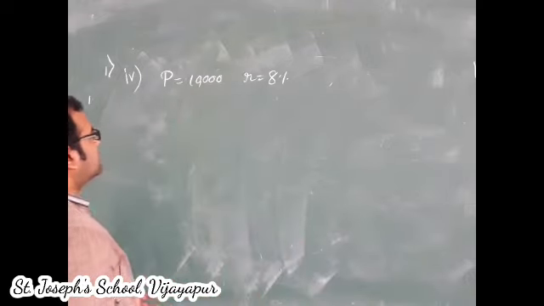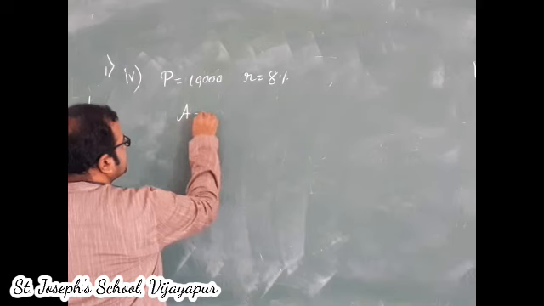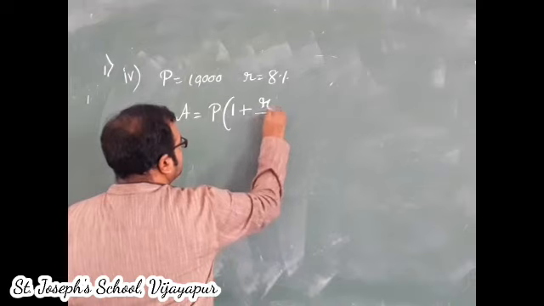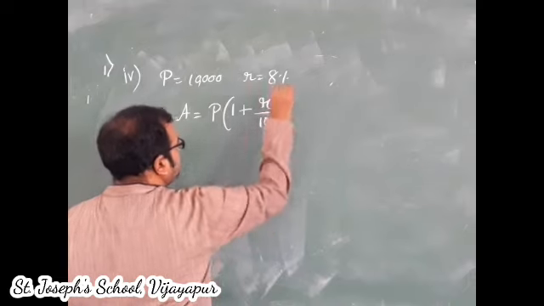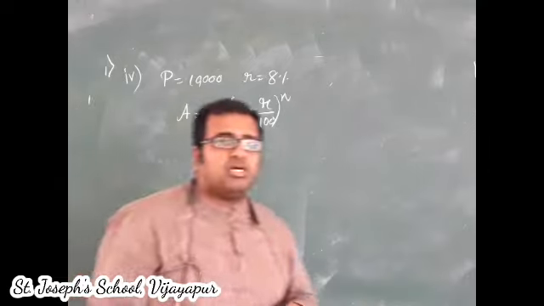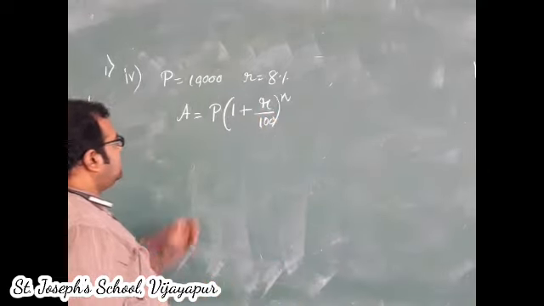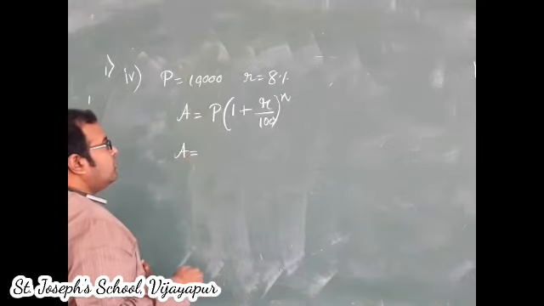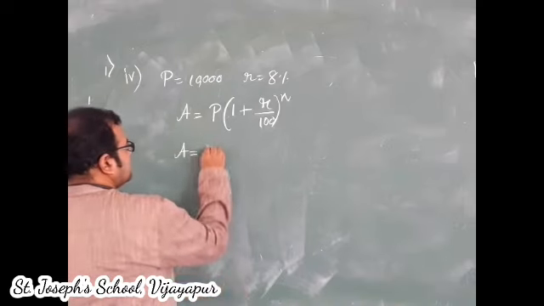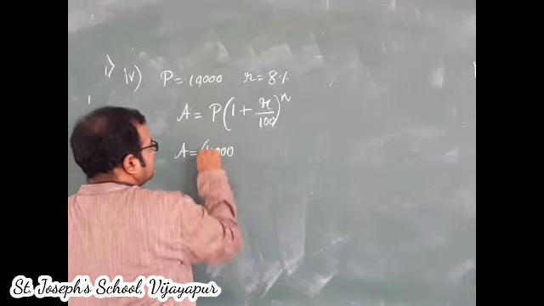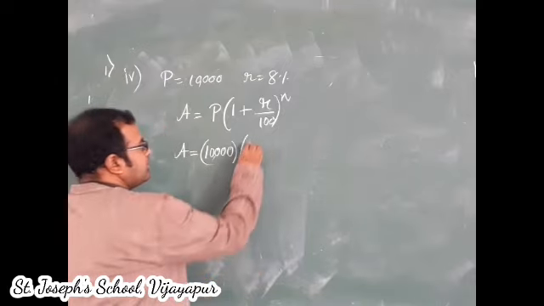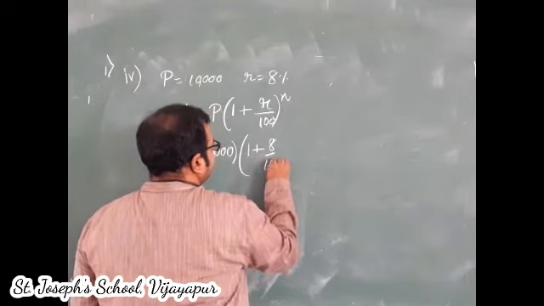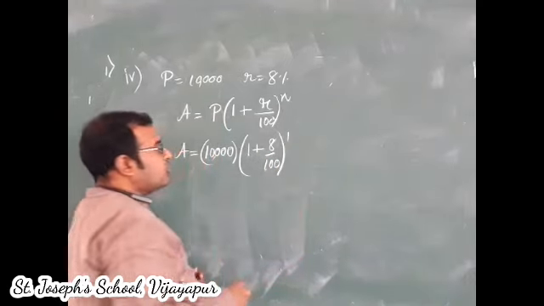So we will have to understand the compound interest formula, where the amount is given by principal into (1 + R/100)^N, where N is the number of years. So let us check. Initial amount was P, 10,000. Let's calculate the amount after 1 year. After 1 year, how much is it? So 10,000 into (1 + 8/100)^N, where N becomes 1 for 1 year.